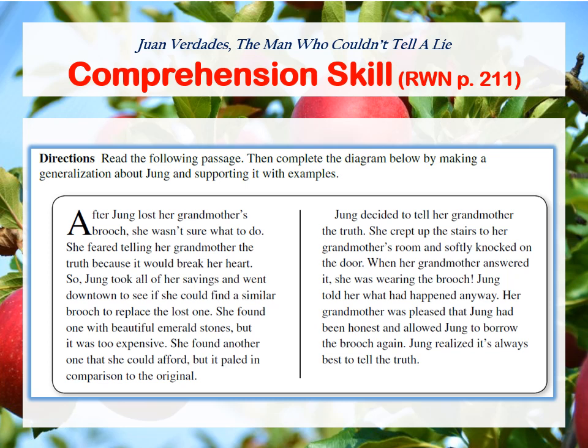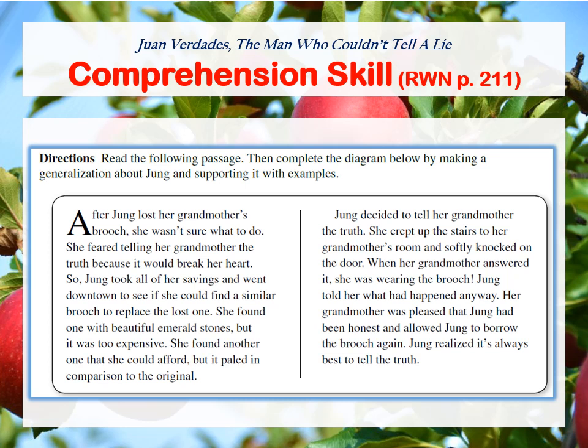After June lost her grandmother's brooch, she wasn't sure what to do. She feared telling her grandmother the truth because it would break her heart. So June took all of her savings and went downtown to see if she could find a similar brooch to replace the lost one. She found one with beautiful emerald stones, but it was too expensive. She found another one that she could afford, but it paled in comparison to the original. June decided to tell her grandmother the truth.